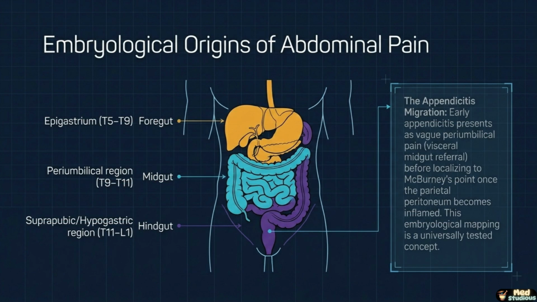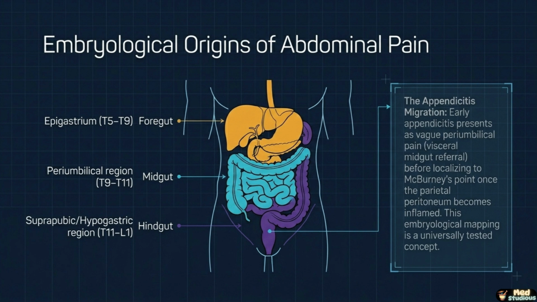Abdominal pain location is not random. It's a direct readout of embryology, and this single concept unlocks an enormous number of exam questions. The gut develops from 3 embryonic segments, each with its own nerve supply, and visceral pain from each segment refers to a predictable surface location.